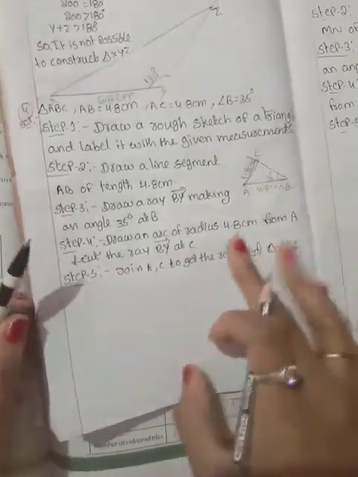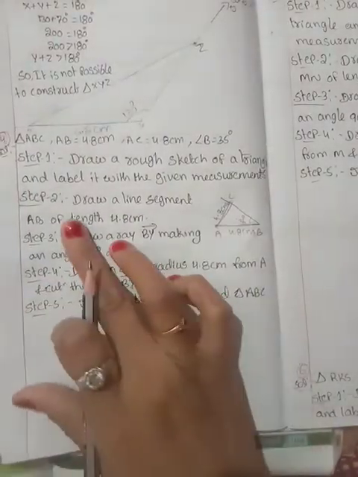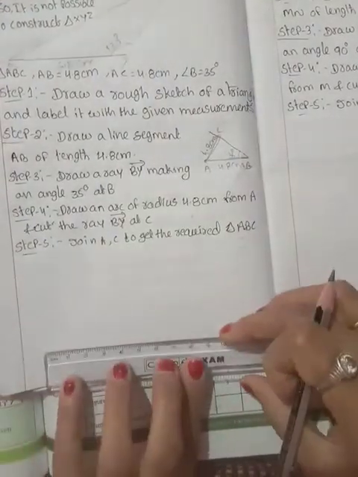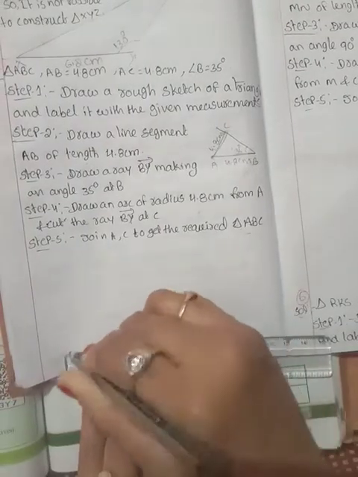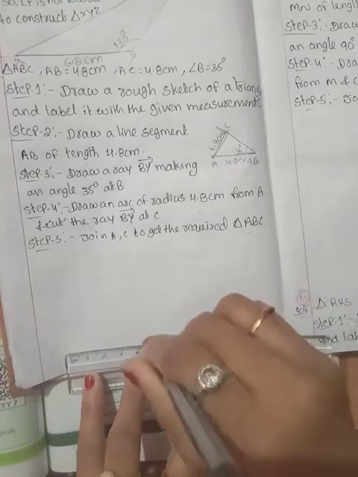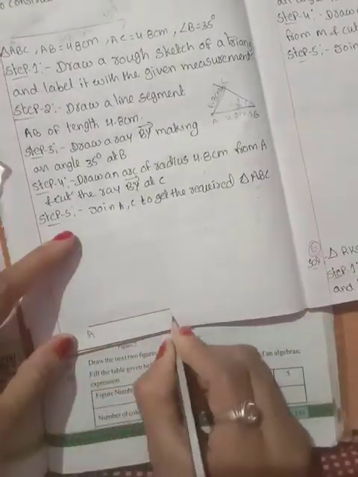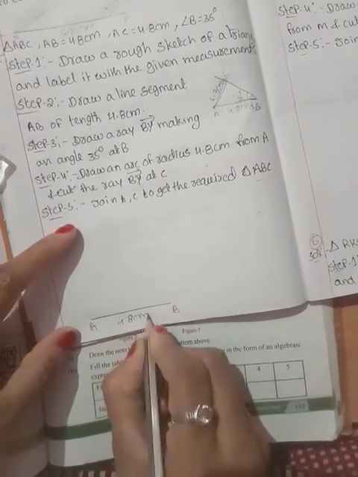Next, learn the triangle stepwise. Step 2: draw a line segment AB of length 4.8 centimeters using the ruler. Listen carefully. Have you understood all our problems? Yes, this is the 4.8 centimeters.